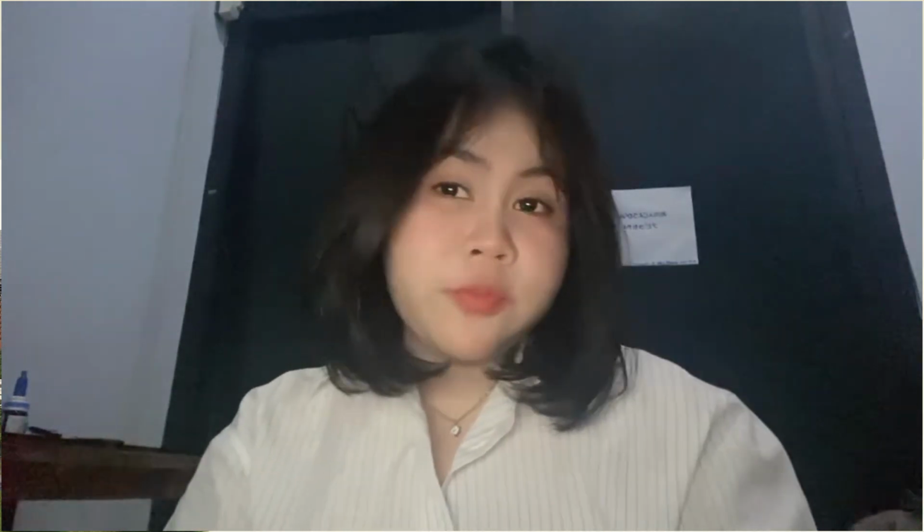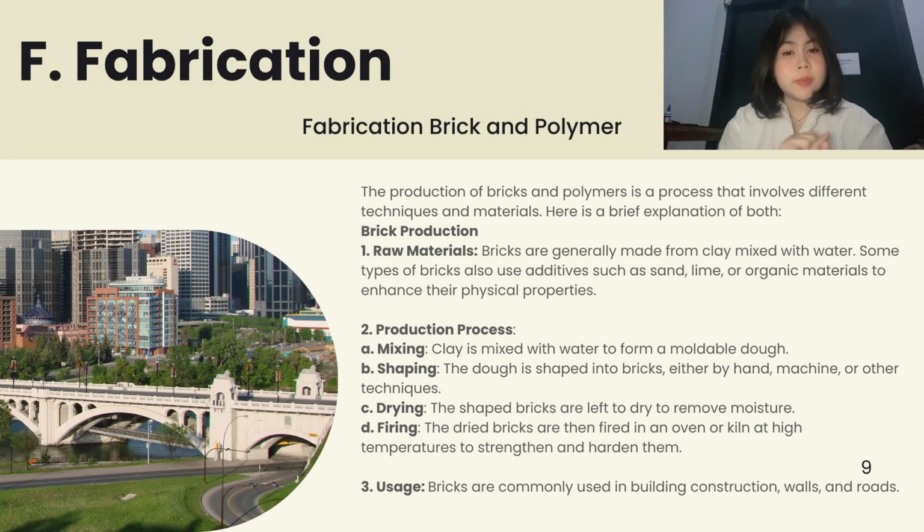The production of bricks and polymer is a process that involves different techniques and materials. Here is a brief explanation of both.